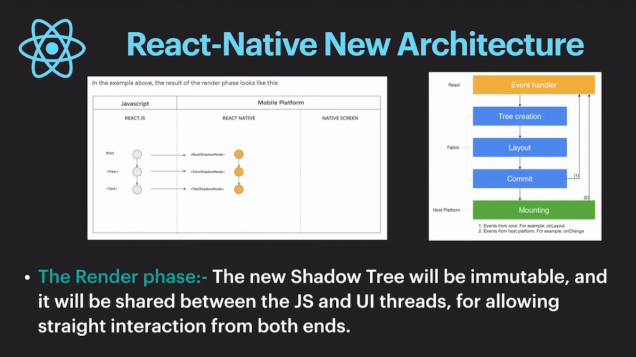The new render shadow tree will be immutable and it will be shared between the JS and UI thread, allowing straight interaction from both ends. So actually a React shadow tree will be immutable and shared between JS and UI thread for allowing straight interaction from both ends.